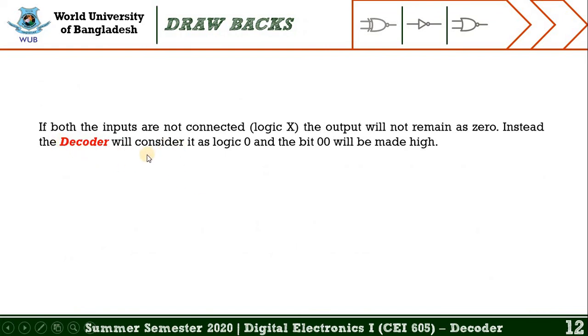Now from this slide we may learn about some of the drawbacks of decoders. If both the inputs are not connected, the output will not remain as 0. Instead, the decoder will consider it as logic 0 and the bit 00 will be made high.